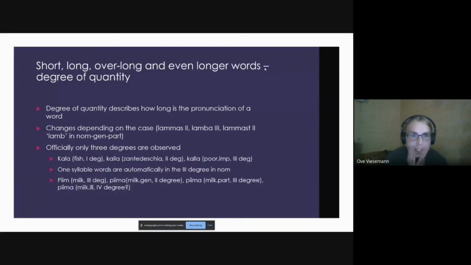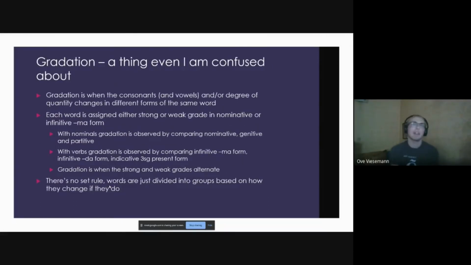So degree of quantity describes how long the pronunciation of a word is. It changes depending on the case: lammas, lamba, lammast. So second versus third degree. Officially, only 3 degrees are observed. For example, kala, kalla, kalla. But all one-syllable words are automatically in the third degree nominative. So piim, piima, piima. But piim in illative, this piima, which is like extra long, like maybe a fourth degree exists, it is debated. So gradation is a thing even I am confused about.